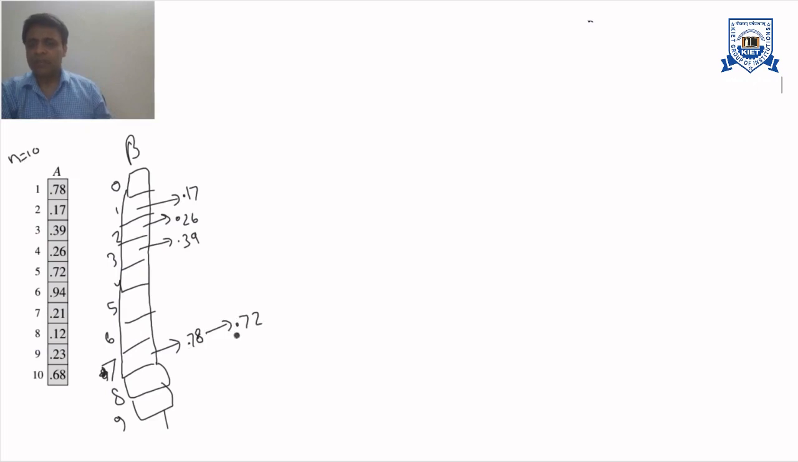We could also insert this data at the initial header of the linked list, so that we don't have to traverse the list. We could do it this way also. Then 0.94 simply goes to index 9, then 0.21 to bucket 2, then 0.12. So likewise we put all the data here, and the data is sorted within each bucket.